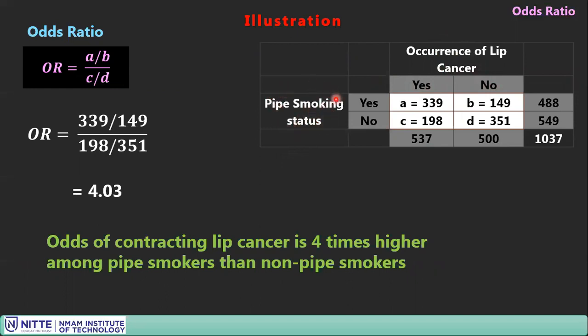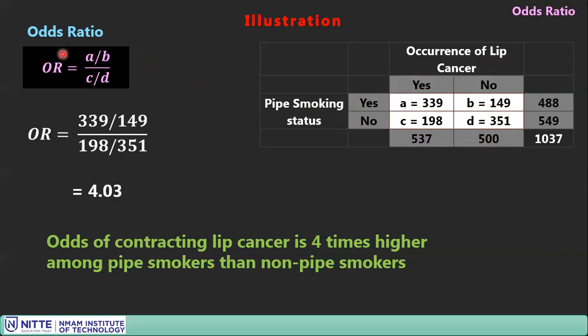So this is the risk factor we are checking out, yes or no, we are tracing it backward. So we get this particular data frequency. That means you have taken 537 cases of lip cancer occurring, and 500 cases of lip cancer not occurring. When these cases are traced back, whether there is pipe smoking or not, 339 yes, 198 no. Similarly 149 yes and 351 no for the case of control.